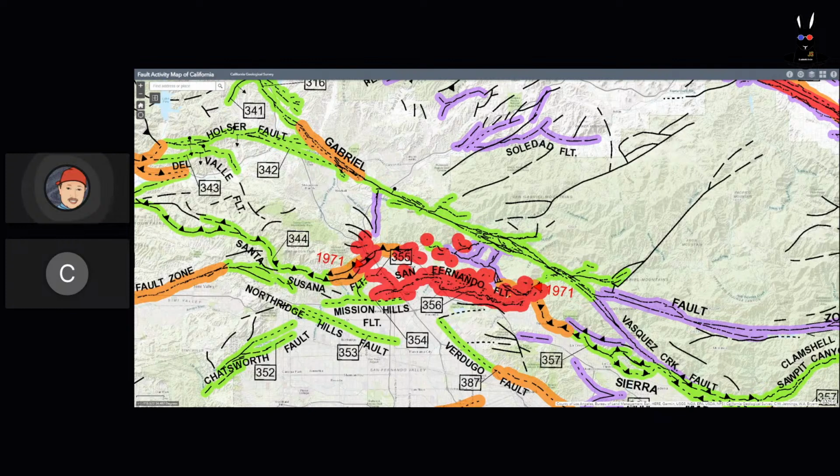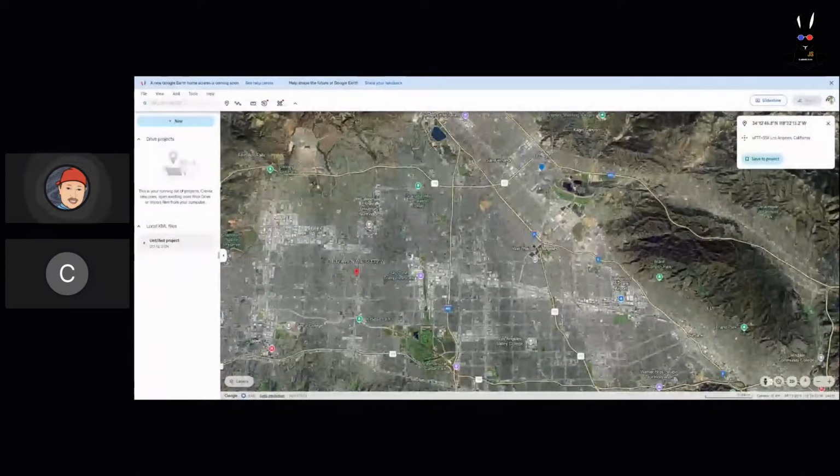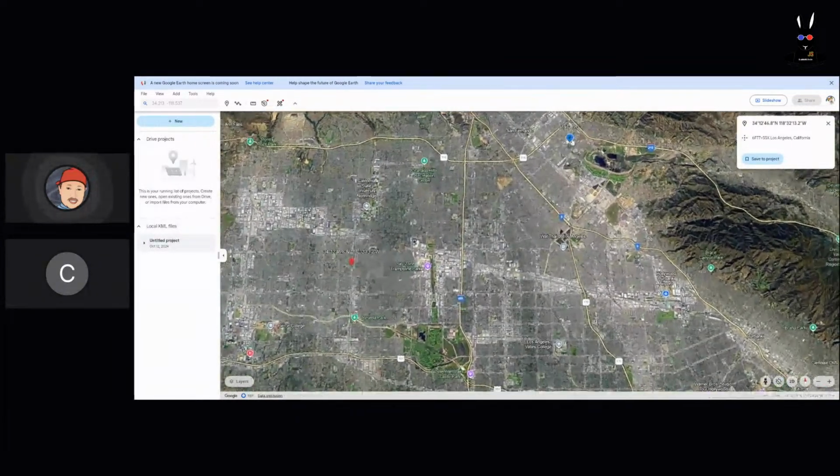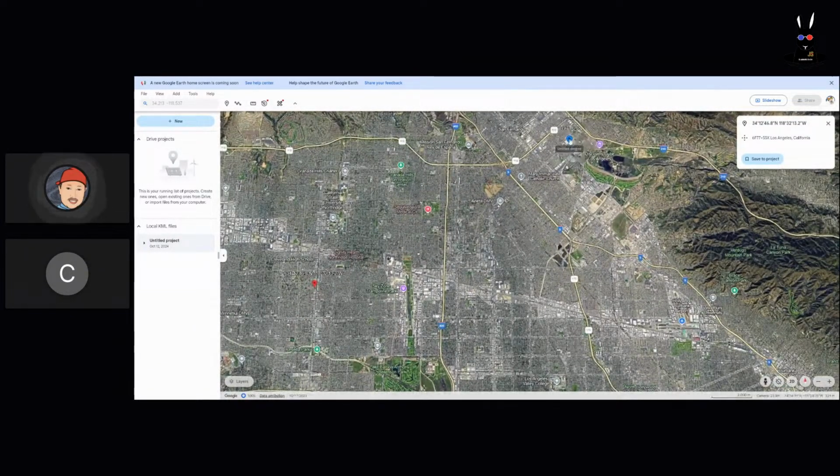So why don't I go back to here? I'm going to share my screen. Share my screen window here. Wait, nope, Chrome tab. Google Earth. Okay, and share on stream. There we go. All right, here's Google Earth. The blue one here was the San Fernando quake, and then the Northridge was over here. Can you see that? Yeah, so not that far apart, really.